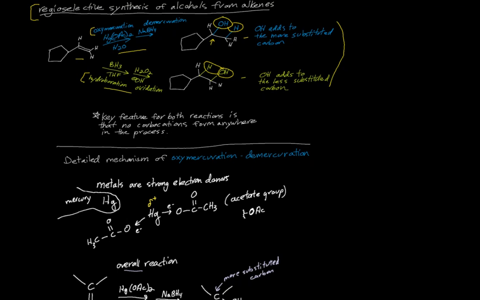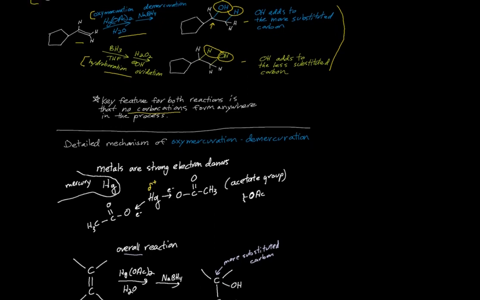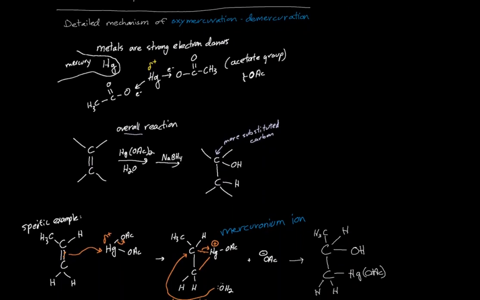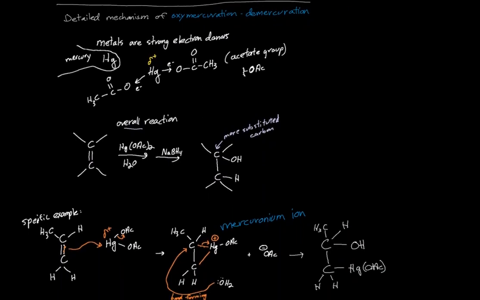The key feature that gives these reactions this kind of specificity is that no carbocations are formed anywhere during the process. And we've seen already, the formation of carbocations is problematic in various ways. So by avoiding the carbocation formation, specificity is achieved. But you won't understand this until you look at the detailed mechanisms. We'll go into the detailed mechanism of oxymercuration demercuration.